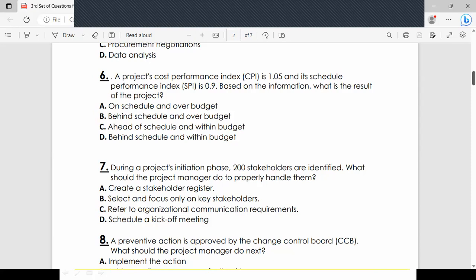Correct. CPI is more than 1, so we are under budget. D is the correct answer, D for delta. It's within budget and it's behind schedule. So the sixth one will be D.